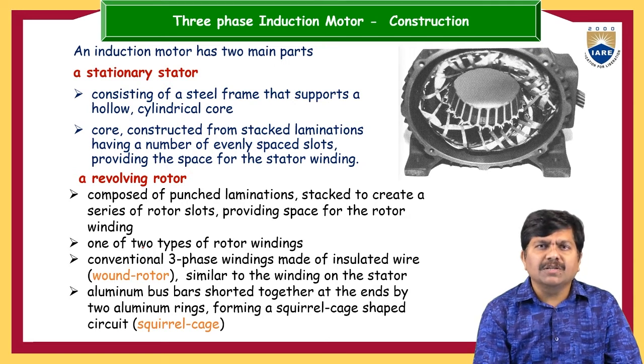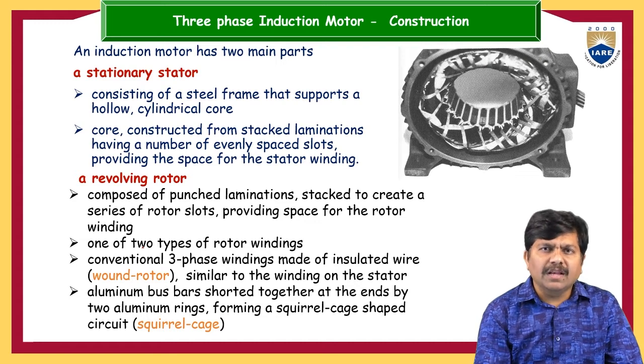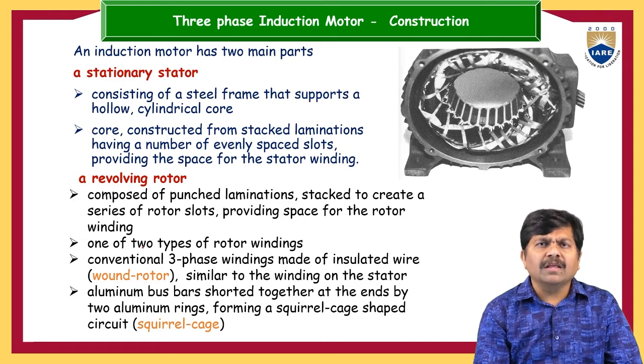So the squirrel cage induction motor is permanently fixed. We cannot alter any electrical parameter in the rotor circuit. Whereas in the slip ring induction motor, there is a provision to add some external resistance. Based on the requirement, suppose the torque is not sufficient, you can alter the resistance connected to the rotor circuit, and that provision is available in the slip ring induction motor. But the widely used induction motor is the squirrel cage induction motor. Another name for the slip ring induction motor is wound rotor.